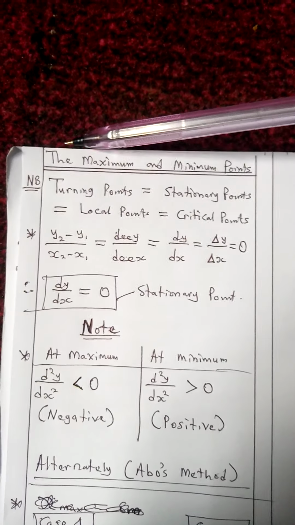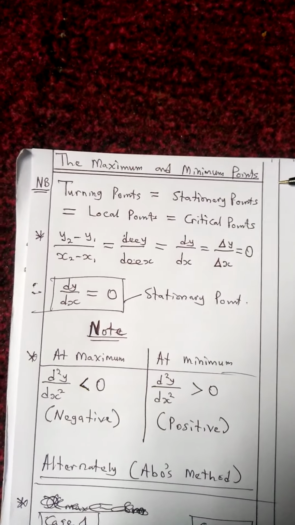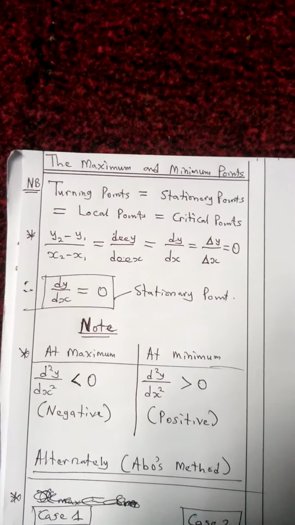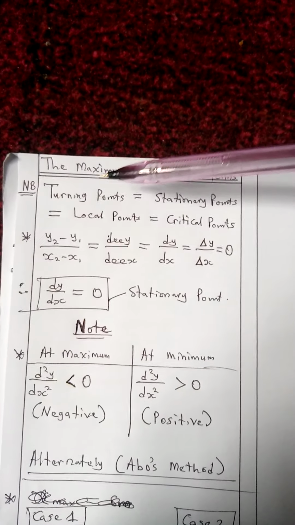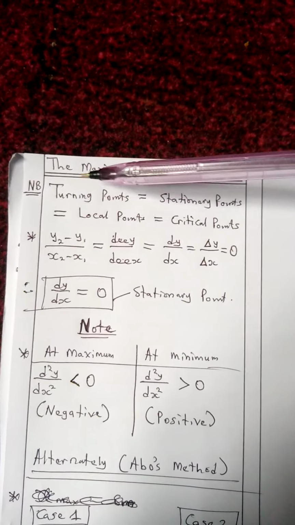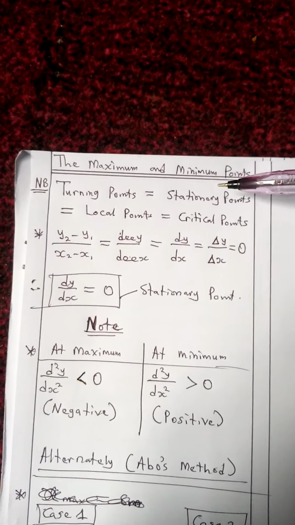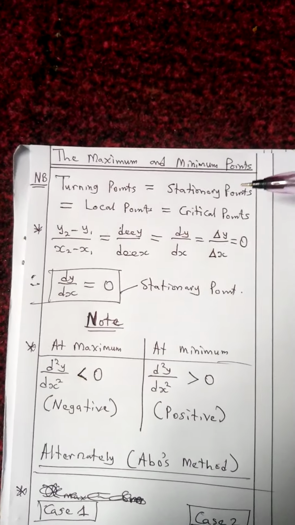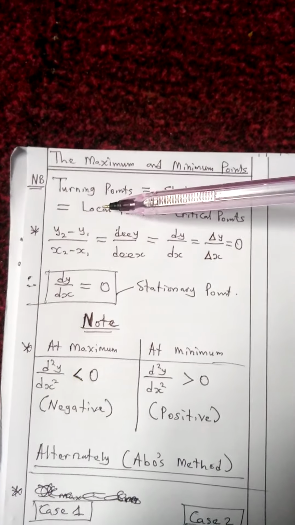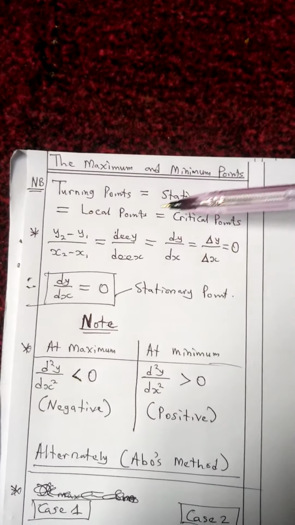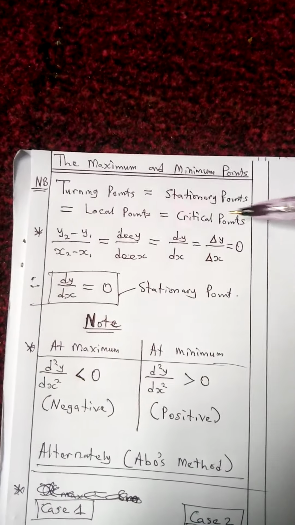So we'll be looking at maximum and minimum points. Under maximum and minimum points, we need to note that a turning point is the same thing as a stationary point, and a stationary point is the same thing as a local point. A local point is the same thing as a critical point.